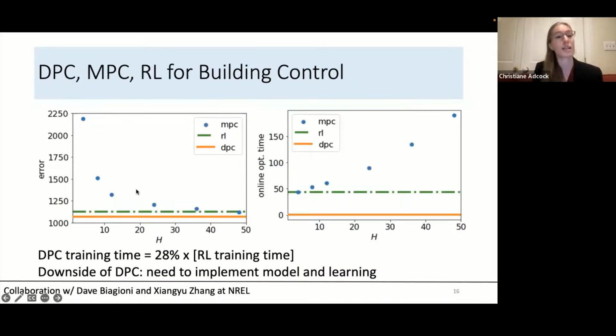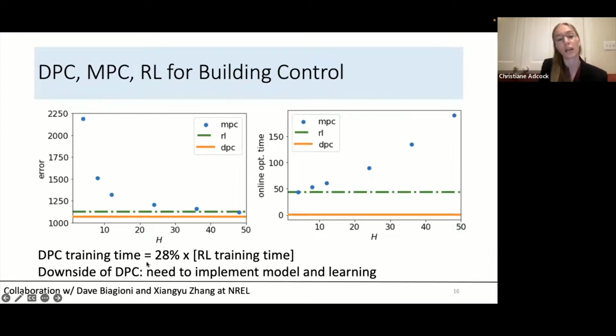Jumping to the results, here I'm comparing DPC, MPC, and reinforcement learning for this problem. On the vertical axis of the left plot, you can see how much error there is. For model predictive control, that is a function of the look-ahead horizon. If you remember back to the start of the talk, I mentioned that for MPC, you're optimizing over this look-ahead horizon, and then you do that repeatedly. The cost of the method depends on how long that look-ahead horizon is, and the error does as well.